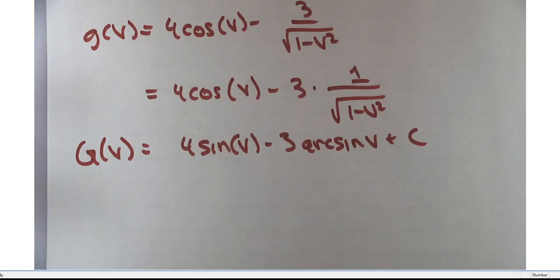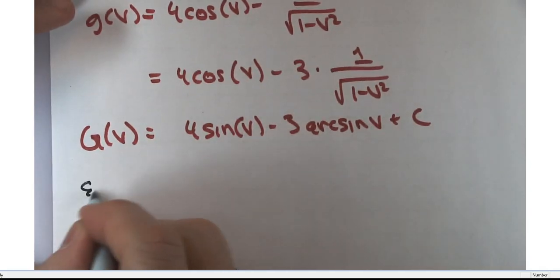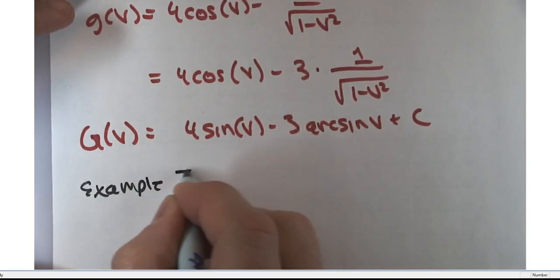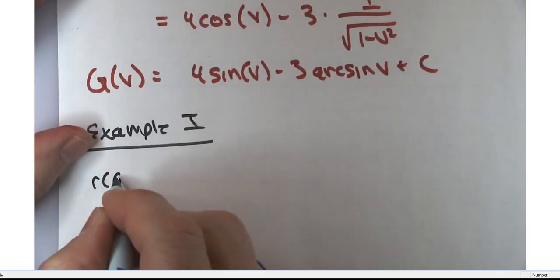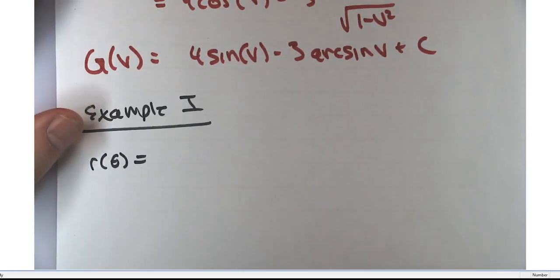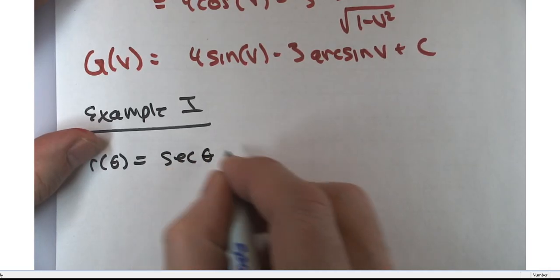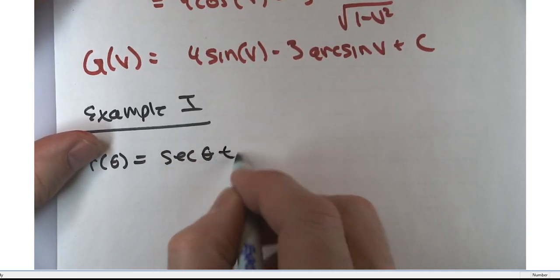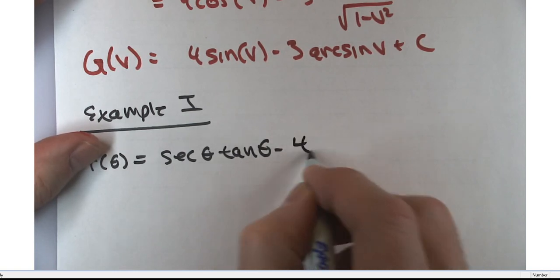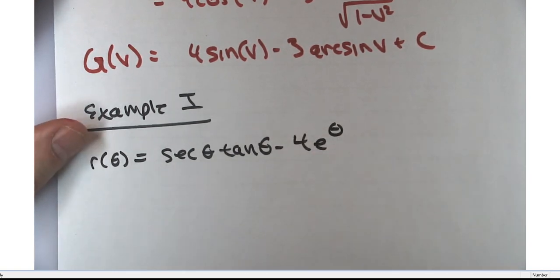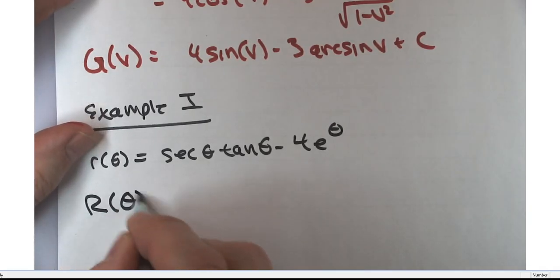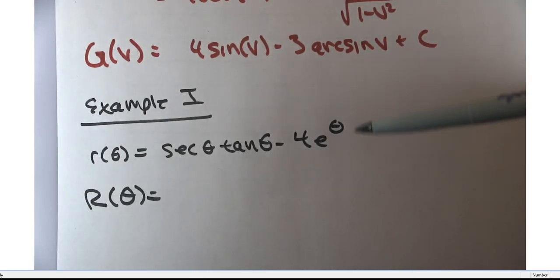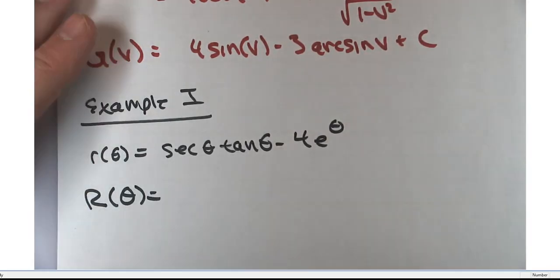Let's try example I. R of theta equals secant theta tangent theta minus 4e to the theta. See if you can find capital R of theta. What do I differentiate to get that?